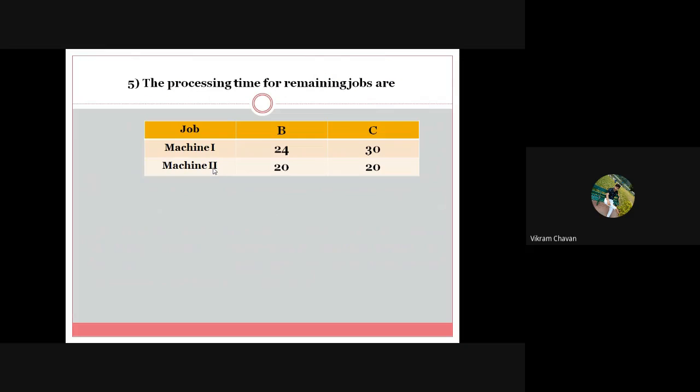Now once that will finish, the processing times for remaining jobs are, so only two jobs will remain, and in that B and C are clashing their processing times. Okay, which are the lowest ones. So in that case we have to compare the processing times of machine 1 for the respective jobs. Okay, and the job which is having lowest processing time on machine 1, that job should be given the lowest priority. Okay, lowest priority in the sequence.